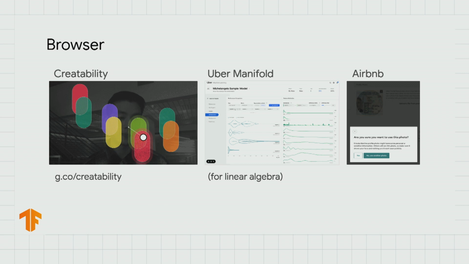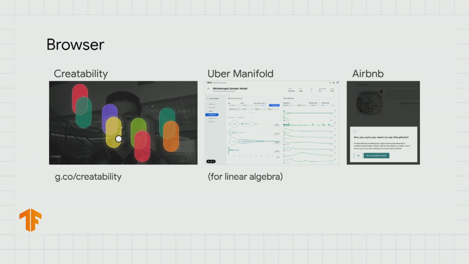On the browser, there is this Creatability project, which is a set of experiments by Google to explore how to make creative tools accessible by everyone, so people that have impairments. They're using all of the sensors on the laptop, like the microphone and the accelerometer and the camera, to allow people to express themselves.